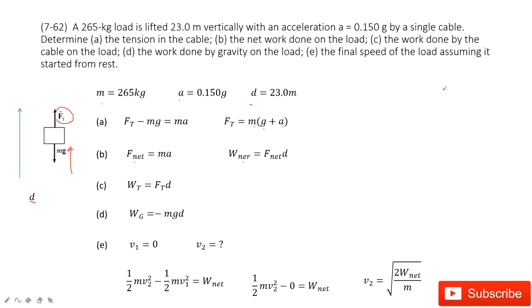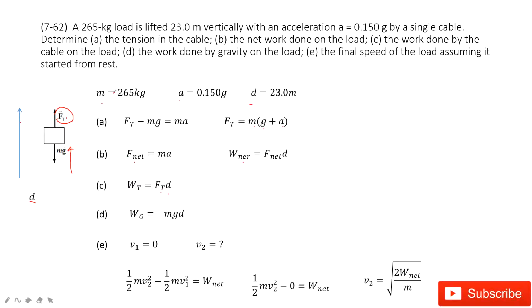The next one, the work done by the cable. The work done by the cable is from this tension force. So the work done by the tension is Ft times d. There, we can see the d and the Ft are in the same direction. Cosine theta is 1 because theta is 0. So it's Ft times d. Both of them are given.